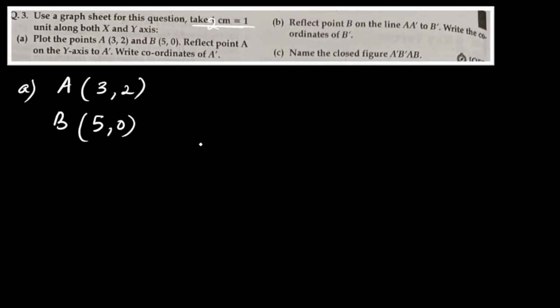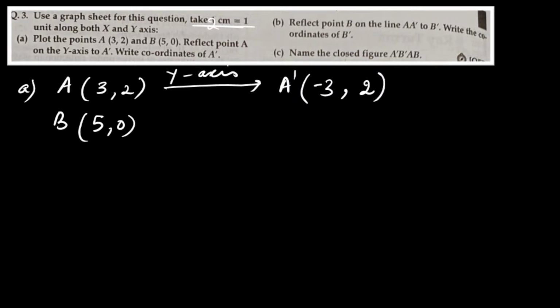Now we have to do reflection. Reflect A on the y-axis, and we will get A dash. First we'll write it, then we will plot the point. Reflection on the y-axis means the y value will remain the same. The x sign will get changed. So it will be minus 3 comma 2. So the A dash coordinate is minus 3 comma 2.